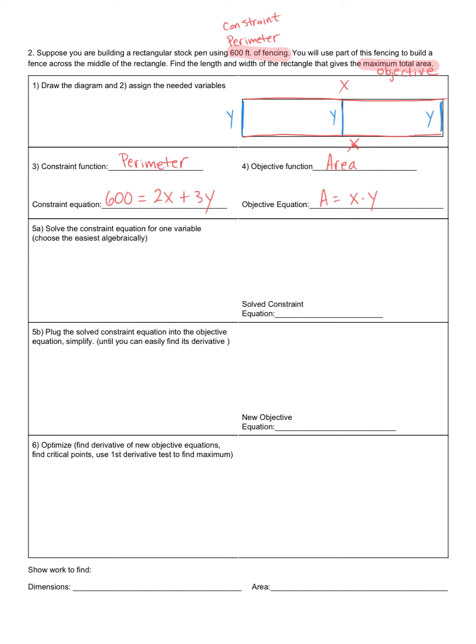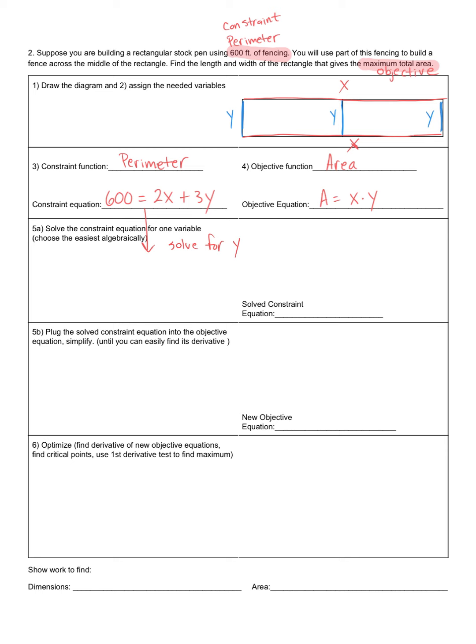In this case, it doesn't matter which one you use because both 2 and 3 go into 600. So you can pick any one you want. I am going to pick y. All right, I'm going to solve this for y. If you want to pick x, go crazy. You'll get the same answer, I promise.